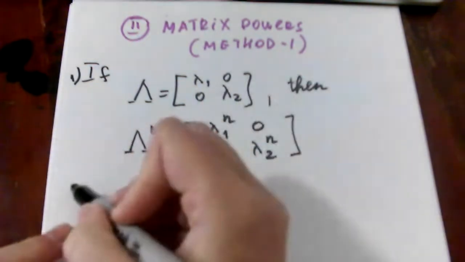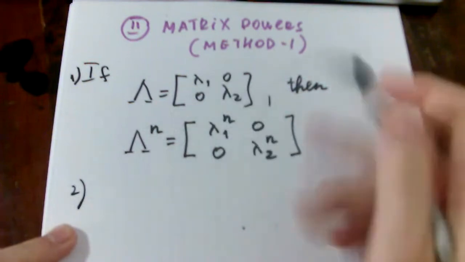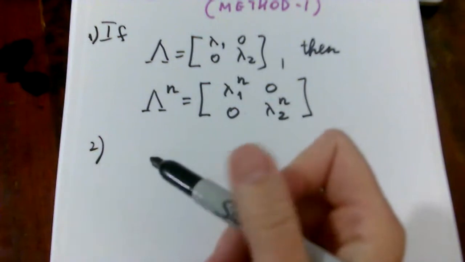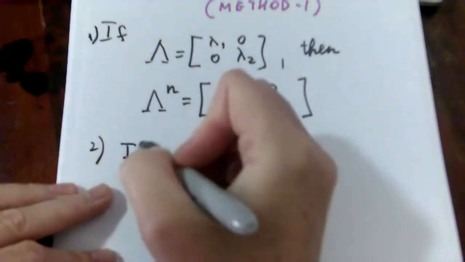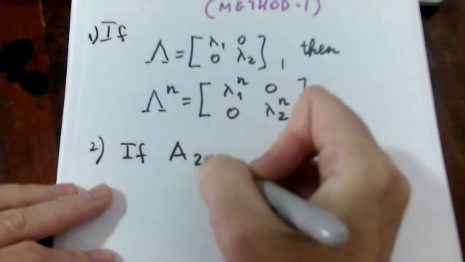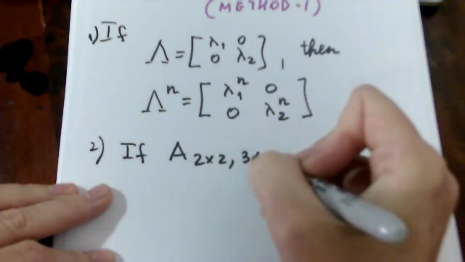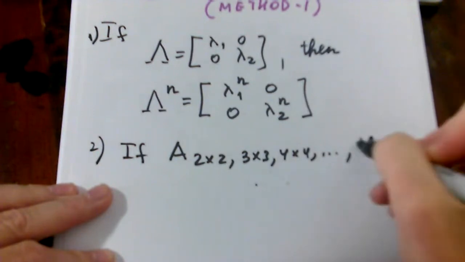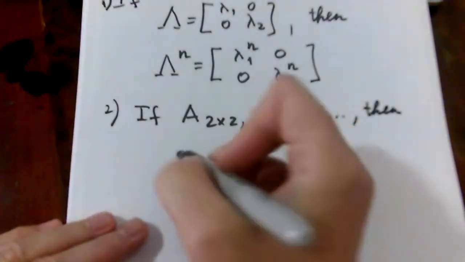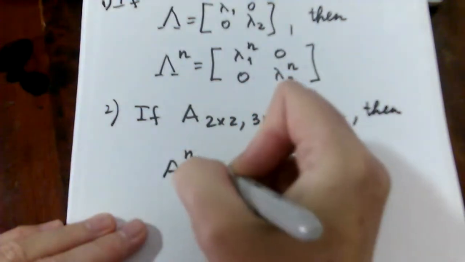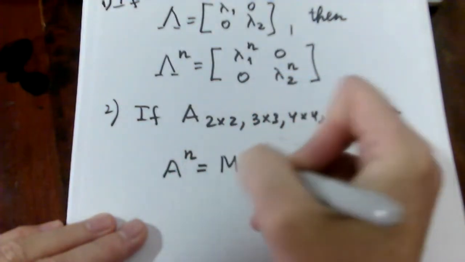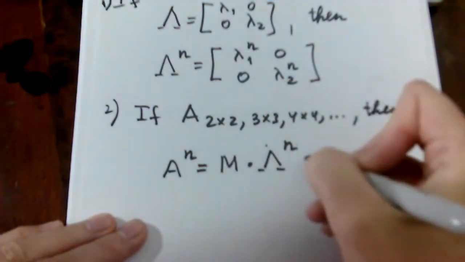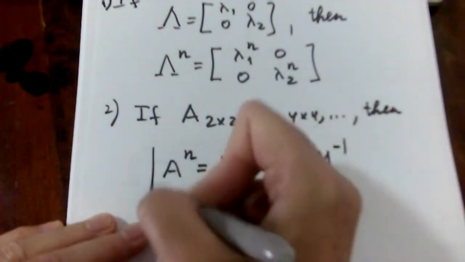Okay, but unfortunately, not all the matrices have this beautiful diagonal form. What do we do in the general case? It turns out there is a very nice formula, so let's write it down. If A is just a square matrix, 2 by 2, 3 by 3, 4 by 4, and so on, then luckily there is a very nice formula. A to the power of n is equal to M, the modal matrix, times lambda to the power of n, the same power as here, and times M inverse.